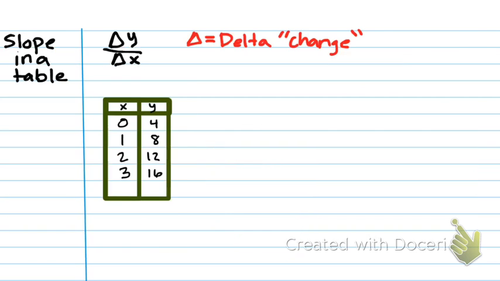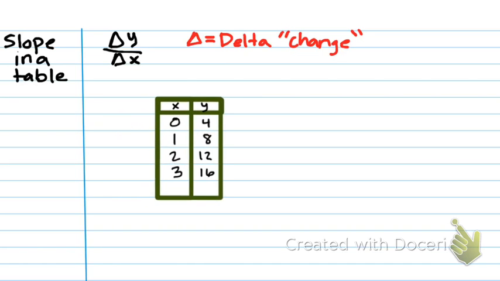Okay. Let's see if we have a table and we want to find slope. So for the table, we usually use the change in y over the change of x, and we have that little triangle that is delta, and it means change. So for this table, let's see what the change in y and the change of x are.